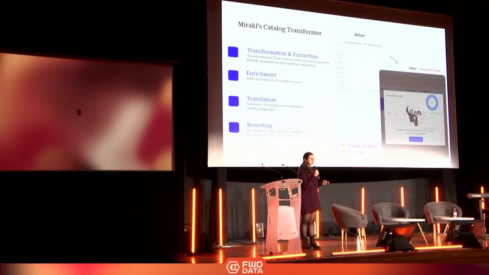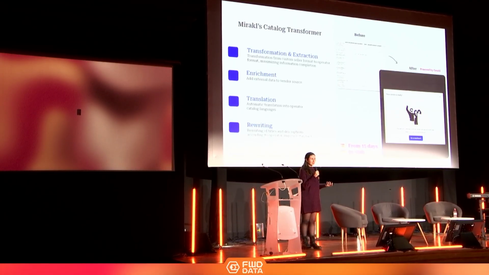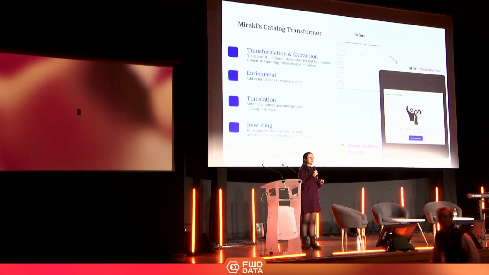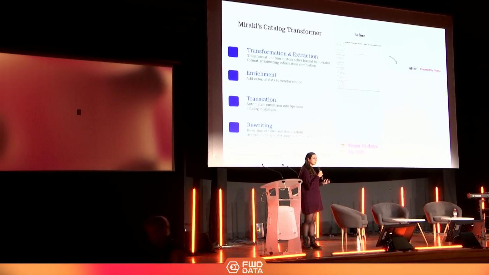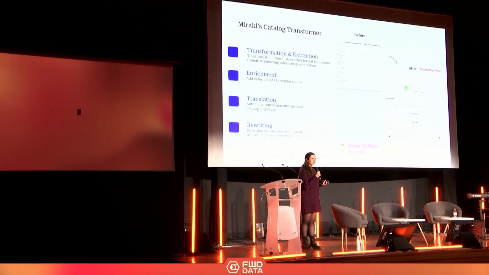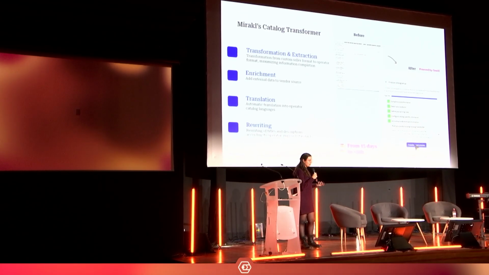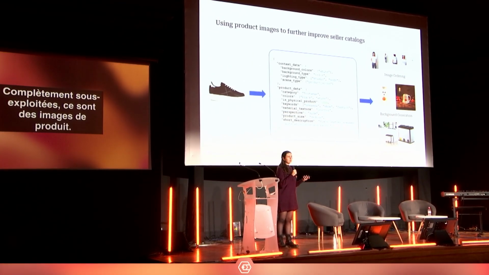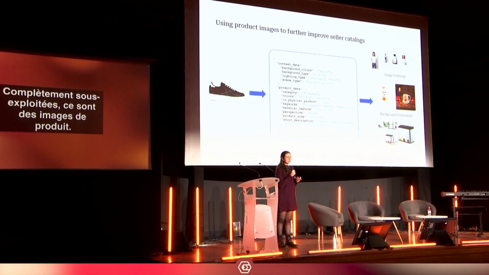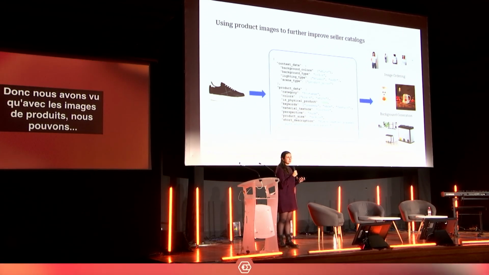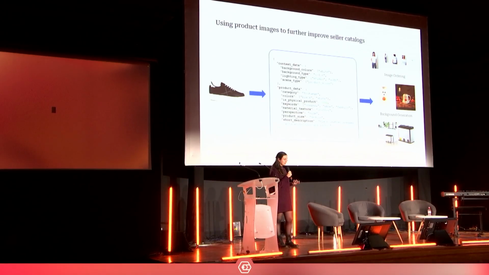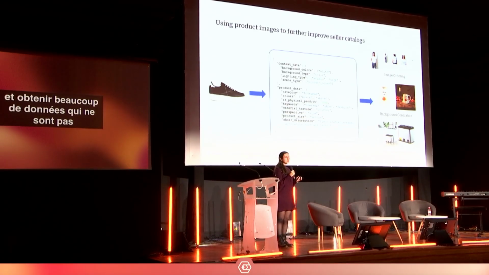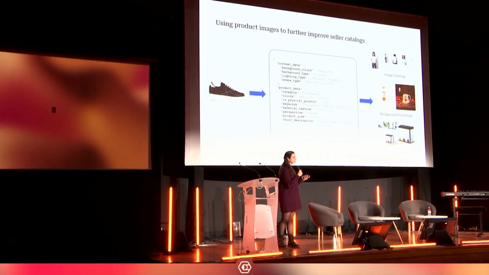But when we started rolling out this new feature, we discovered that we have the potential to extract even more data out of seller catalogs from a source that is, for now, completely unexploited, which are product images. So we've seen that with product images, we can get a lot of data that is not included in the seller catalogs. And we've devised a semantic schema allowing us to extract this data thanks to GenAI today.